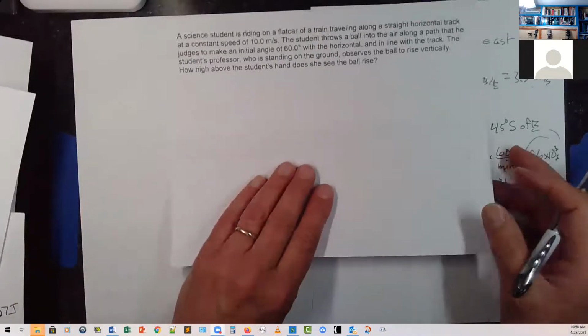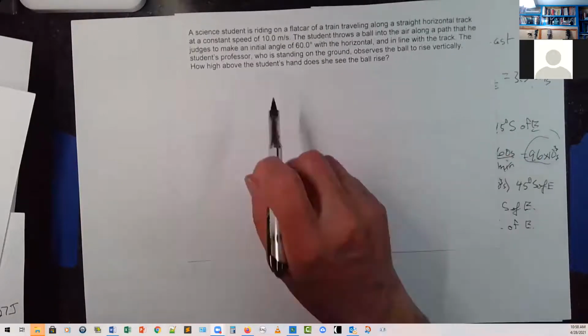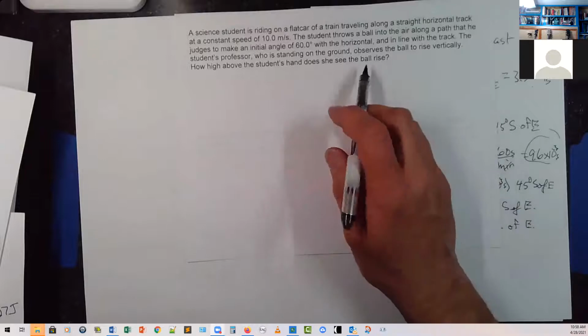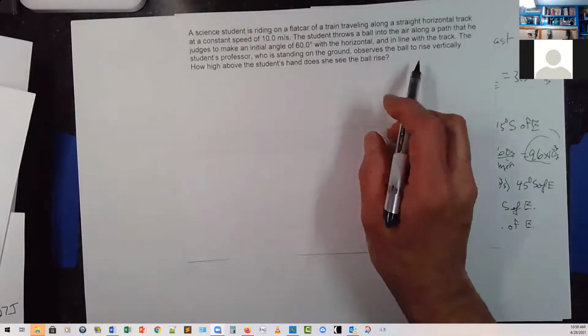All right, now we'll take a look at this. A science student rides on a flat car of a train traveling along a straight horizontal track at a constant speed of 10 meters per second, which isn't very fast. The student throws a ball into the air along a path that he judges to make an initial angle of 60 degrees with the horizontal and in line with the track. The student's professor, who is standing on the ground, observes the ball to rise vertically.